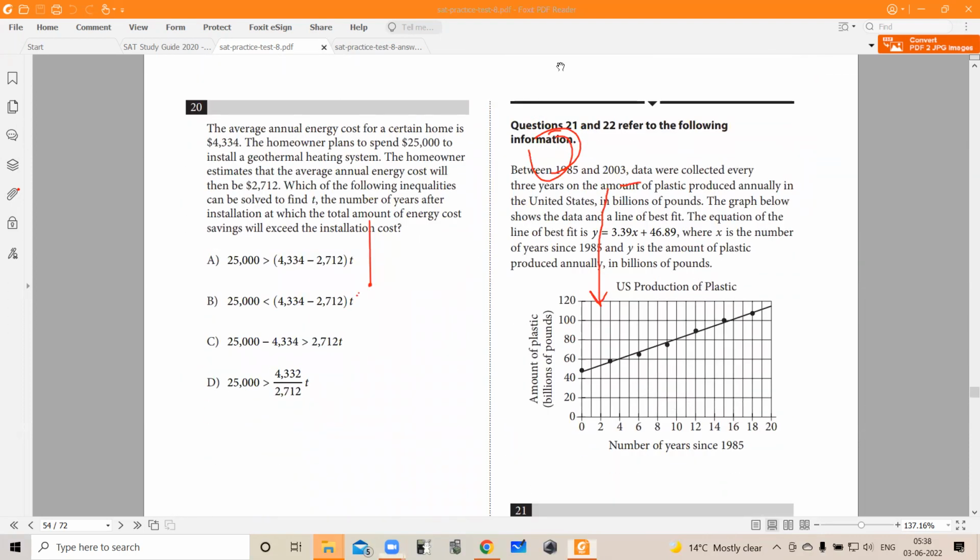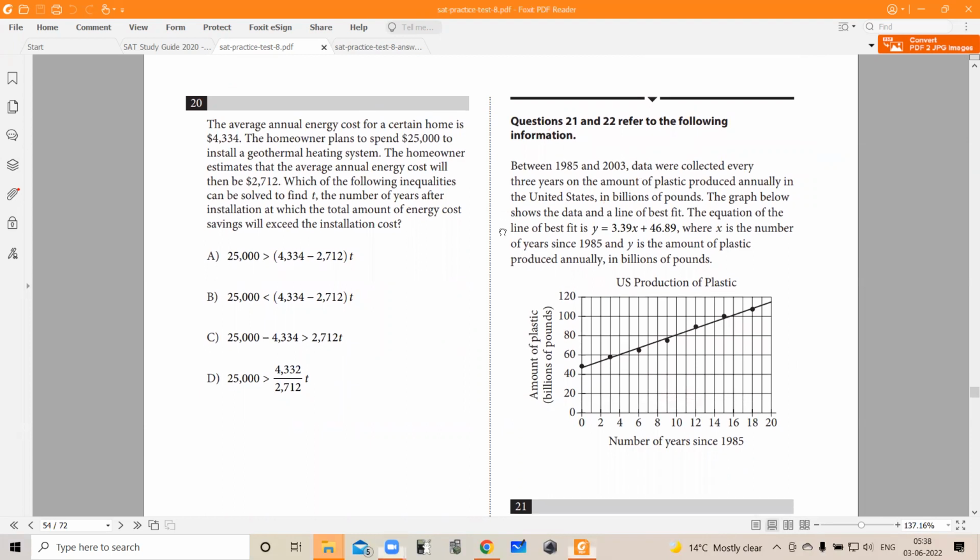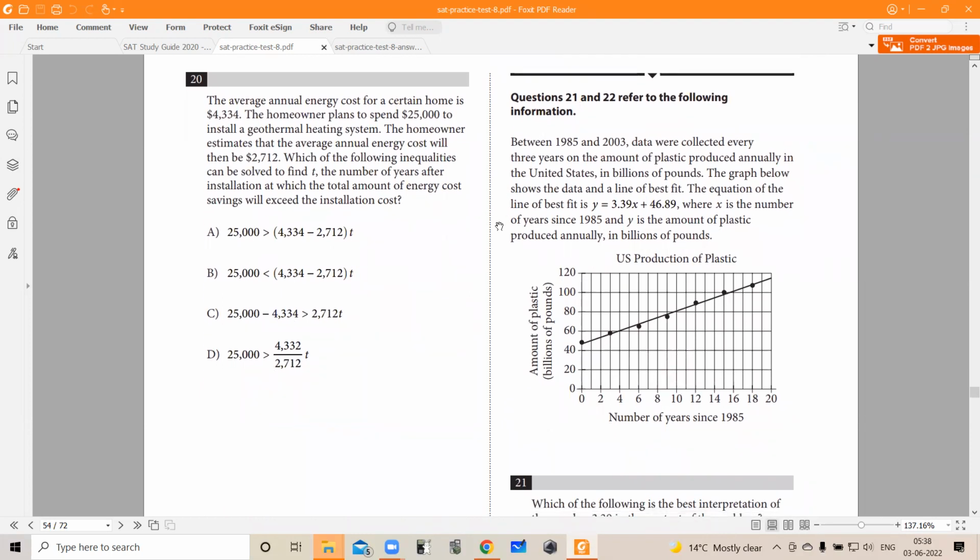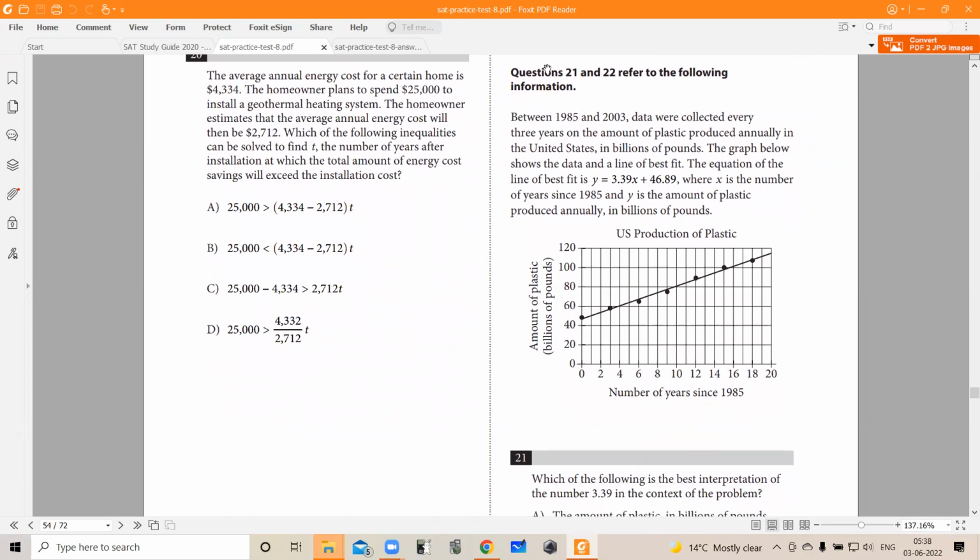20. The average annual energy cost for a certain home is $4,334. The homeowner plans to spend $25,000 to install a geothermal heating system. The homeowner estimates that the average annual energy cost will be $2,712. Which of the following inequalities can be solved to find T, the number of years after installing at which the total amount of energy savings will exceed the installation price?